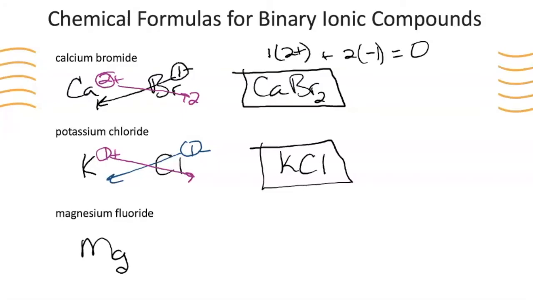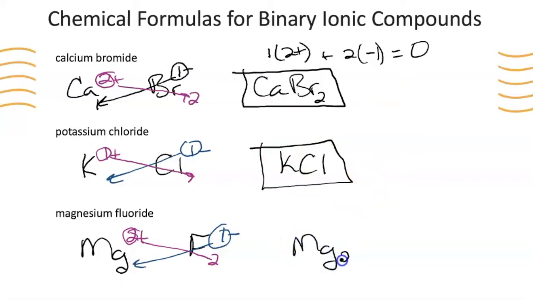Magnesium is a group 2 element, so it has a 2 positive charge, and fluorine is a group 17 element with a 1 negative charge. So our 1 will become the subscript for magnesium, and the 2 will become the subscript for fluorine. In this case, we will have Mg1. We do not need to write anything there. And F2.